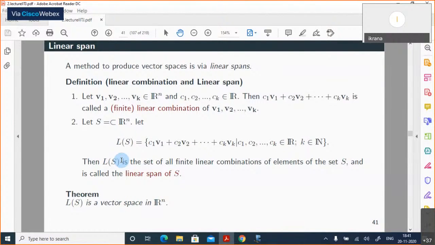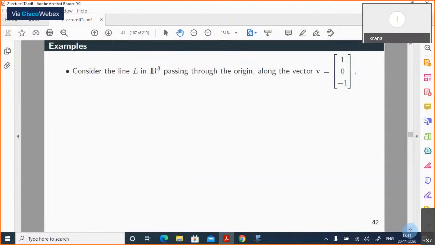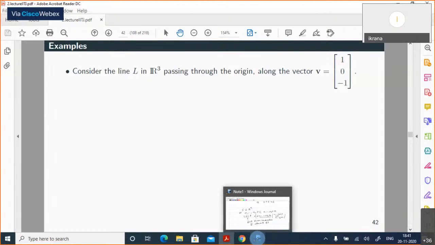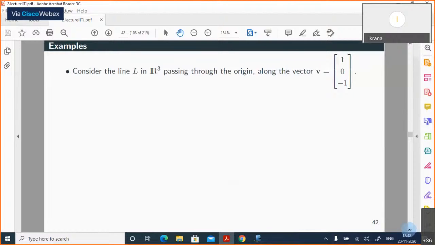What we are claiming is that L of S is a vector space. That is not very difficult to show. It is quite easy, and can probably be left as an exercise, to show that the linear span of elements of S forms a vector space. If you take two linear combinations, their sum is again a linear combination, and the scalar multiples are again linear combinations. Right? So consider, let us take a line along this.